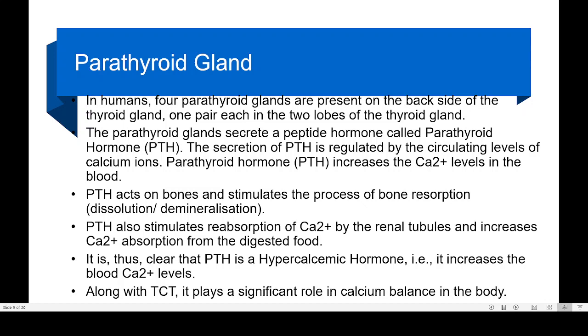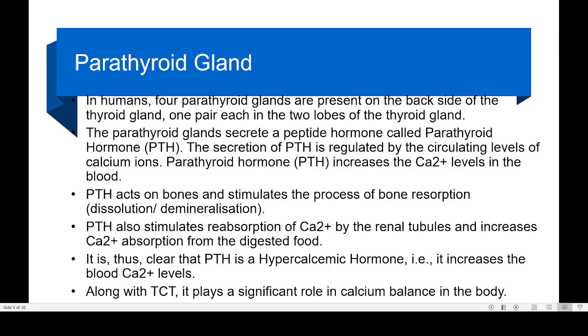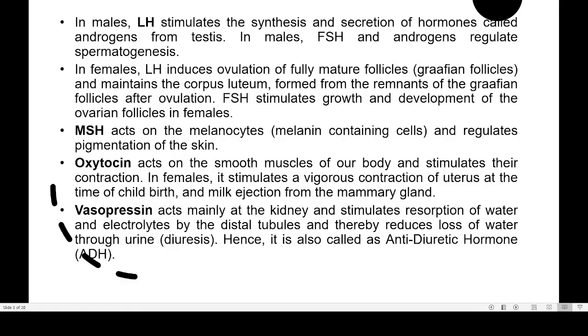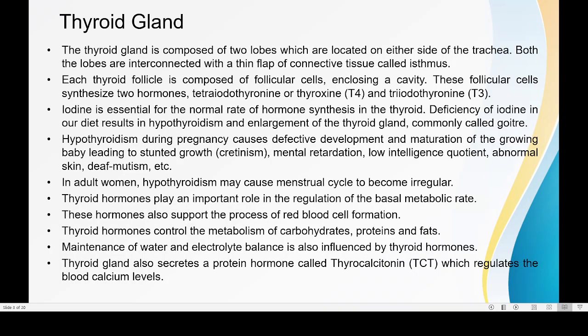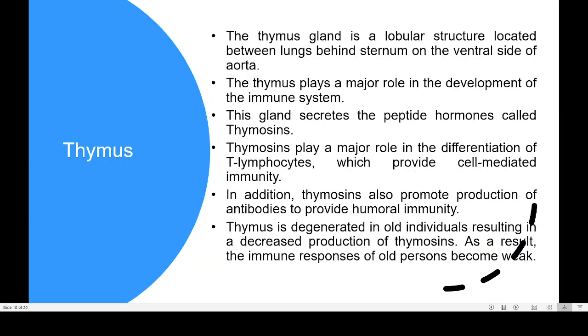So what is TCT? TCT is thyrocalcitonin, one hormone that controls blood calcium. The other is PTH. Both PTH and TCT together act on your body and control the level of calcium ions present in it. These are the two glands closely associated with the thyroid in your neck region: the thyroid gland and the parathyroid gland.